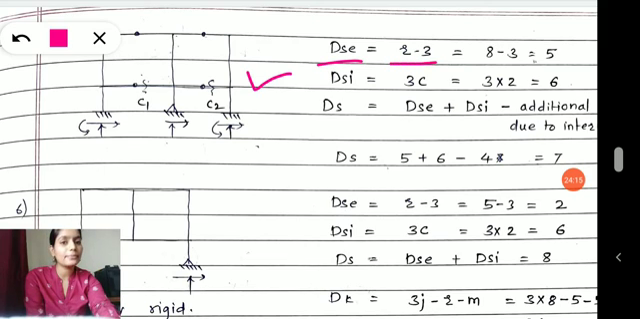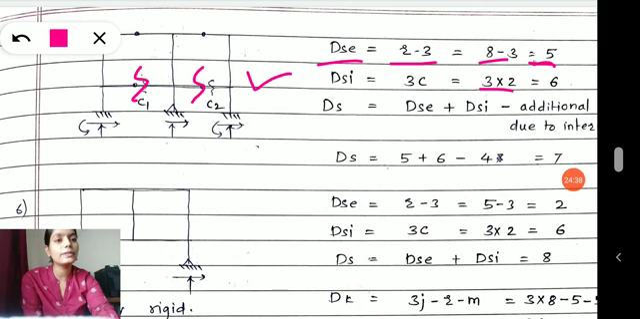DSE will be R minus 3. Number of reactions we have already calculated, 8 minus 3. How many? DSE 5. Now DSI. DSI will be 3C. How 3C? Because number of cuts required to make my configuration open. Now that will be, number of cuts will be 2. Therefore 3 into 2. Right? Giving us a value of DSI equals to 6.